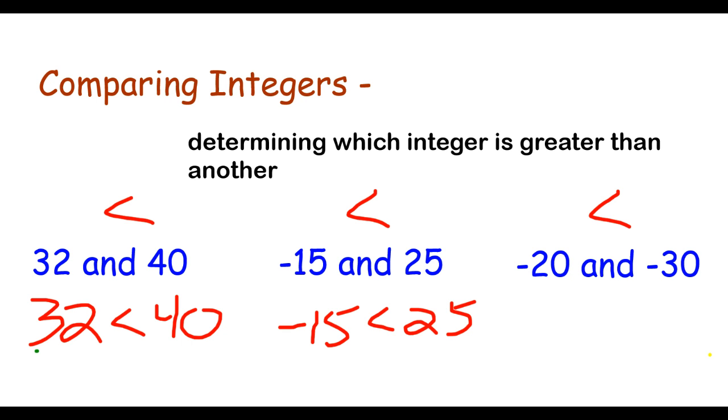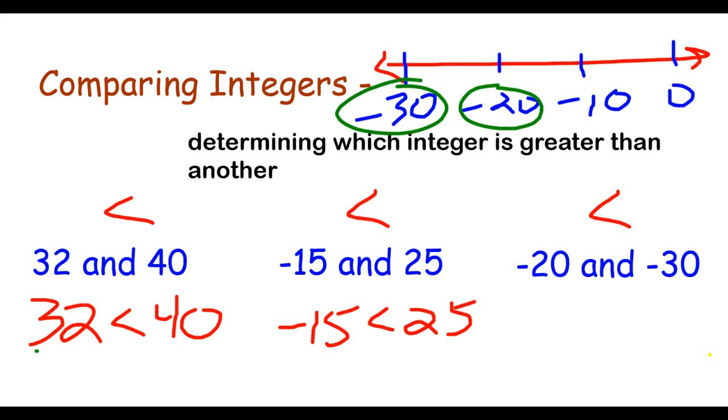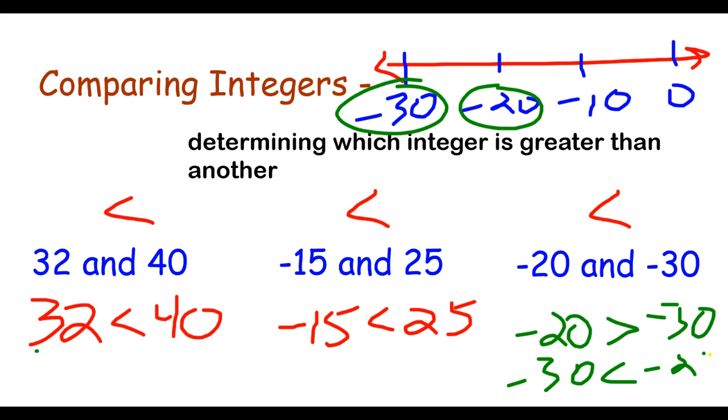And for the last one, even though it's tempting to say negative 20 is less than negative 30, remember on a number line, like the open one I'm creating at the top, negative 20 is actually to the right of negative 30 on the number line, which means negative 20 is actually greater than negative 30. Alternatively, negative 30 is less than negative 20.